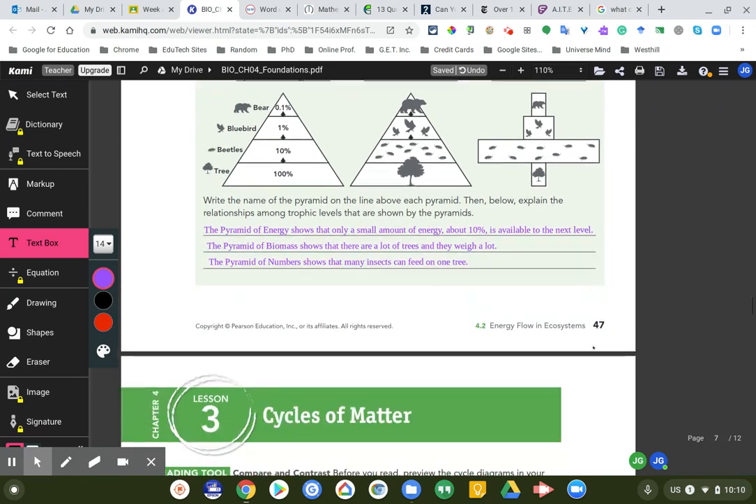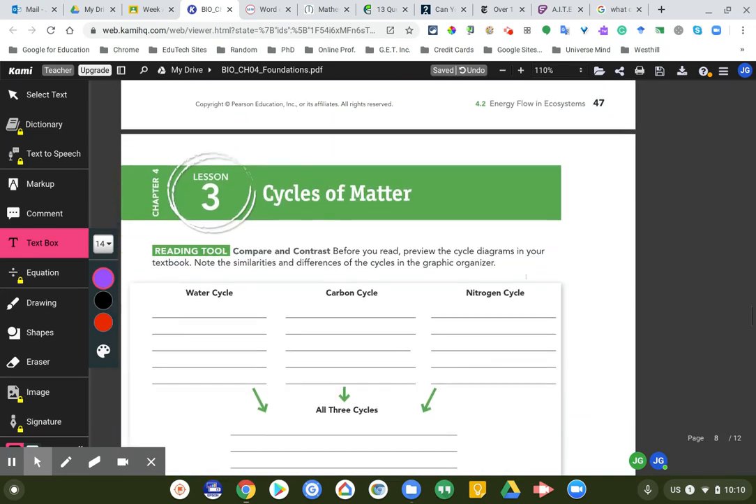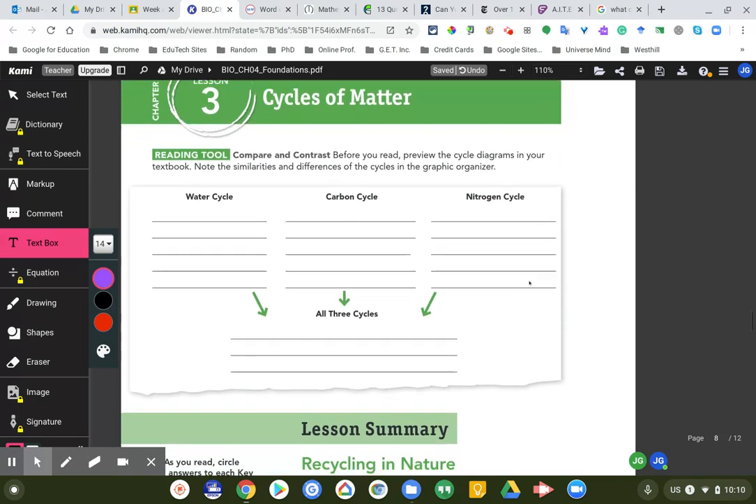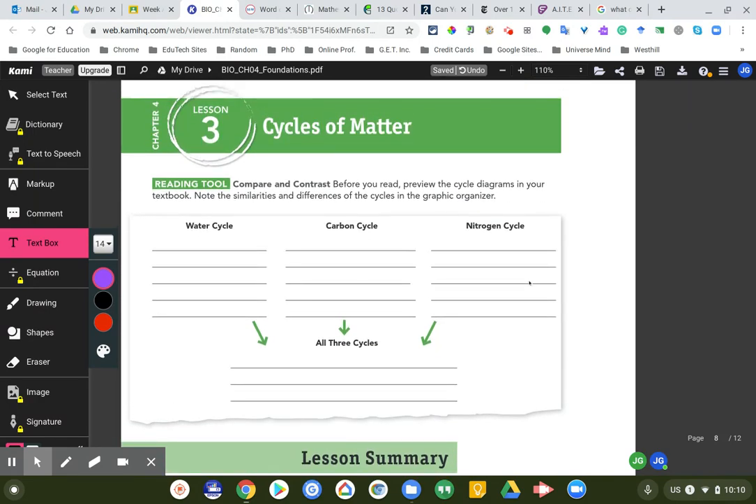Okay. All right. Here we go. Cycles of matter. Okay, so we have some different cycles now. This is chapter four, lesson three, cycles of matter, right?